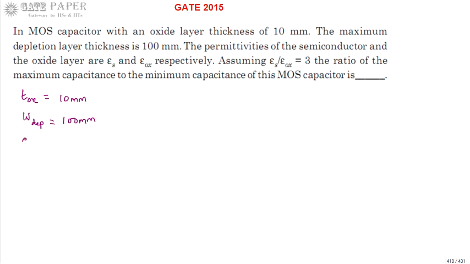epsilon S divided by epsilon OX, is equal to 3, and we are going to calculate the ratio of maximum capacitance to minimum capacitance. So C maximum divided by C minimum, this we are going to calculate.